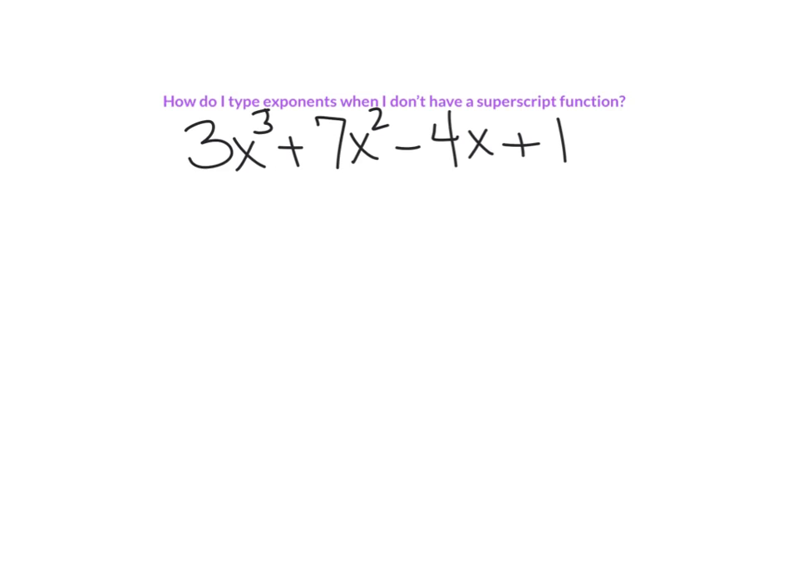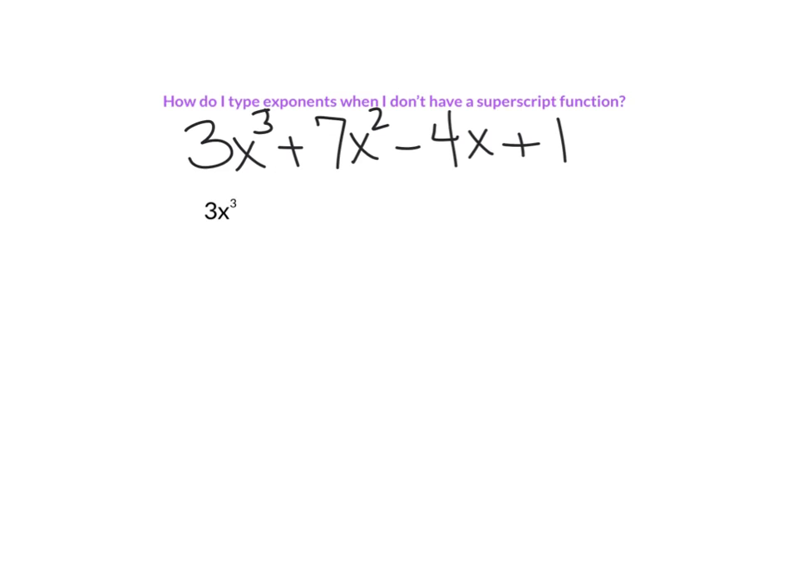Now, some keyboards, we're very lucky, actually have what they call a superscript functionality. This is the exponent, the superscript. So where I wrote 3x cubed, as I typed it in, I did a superscript, so it would kind of push it up a little bit higher. So I'm going to do that again.